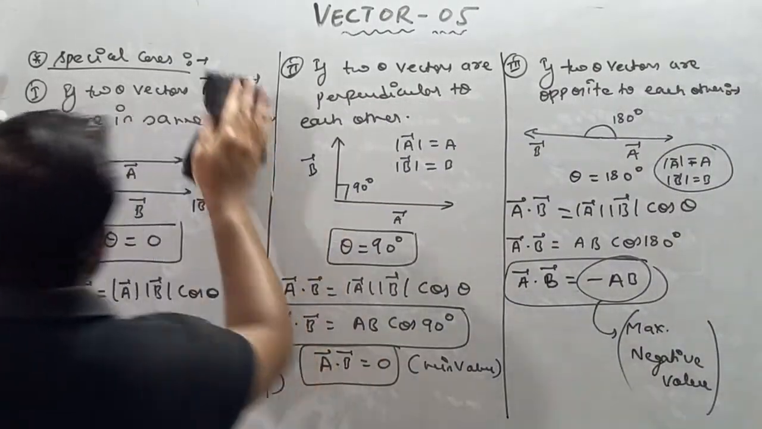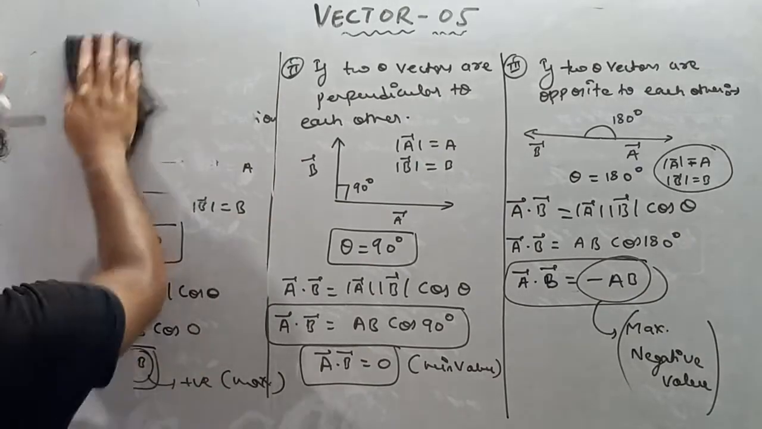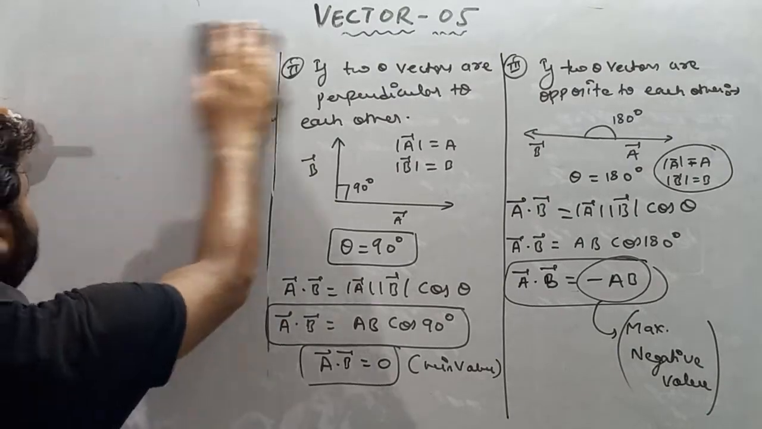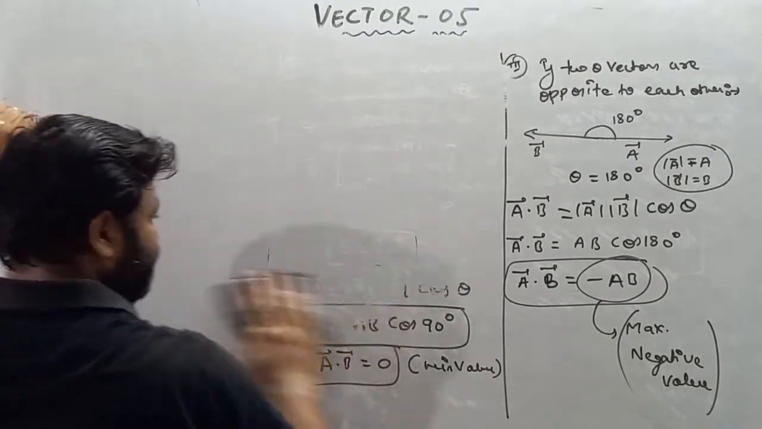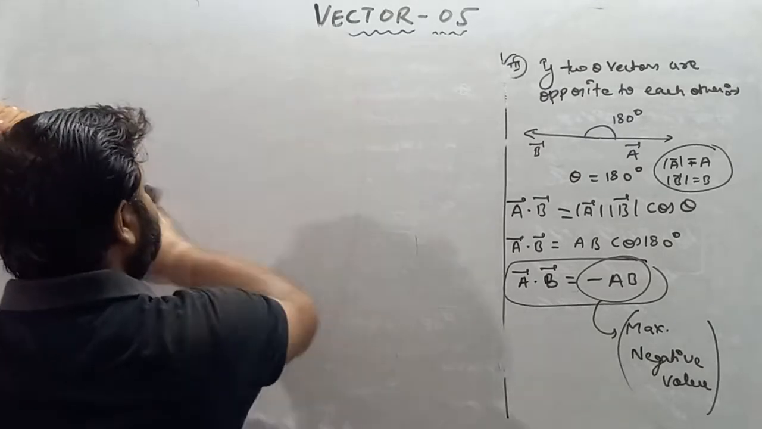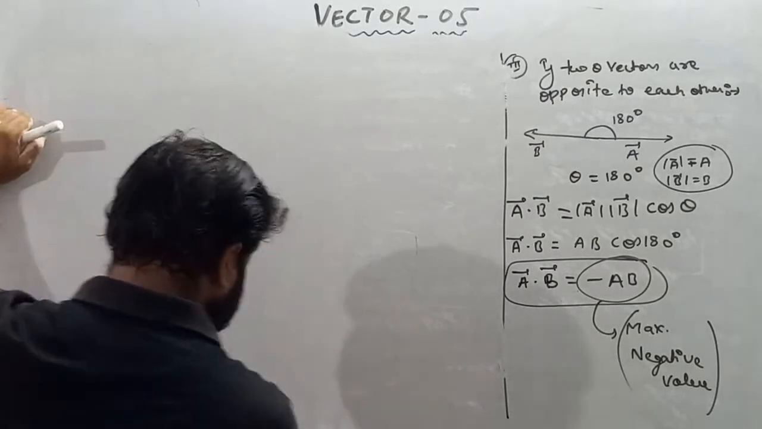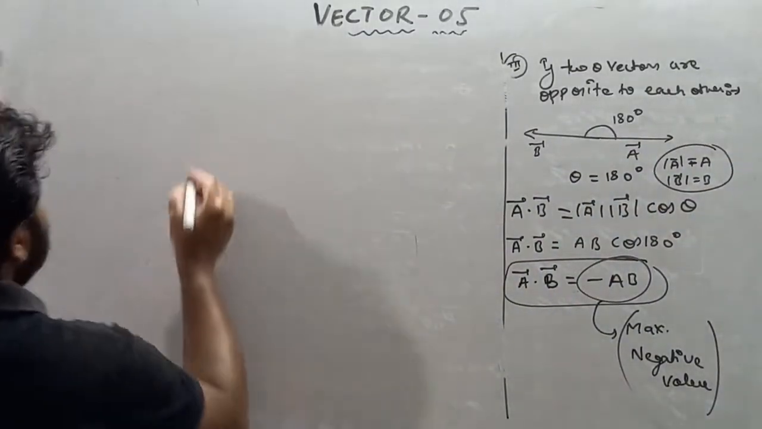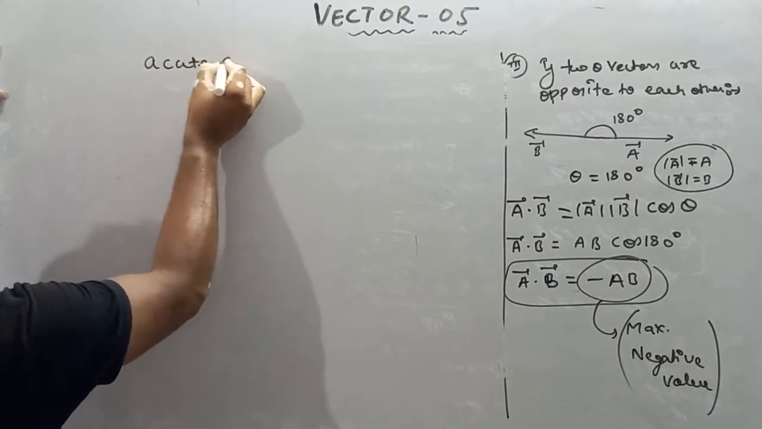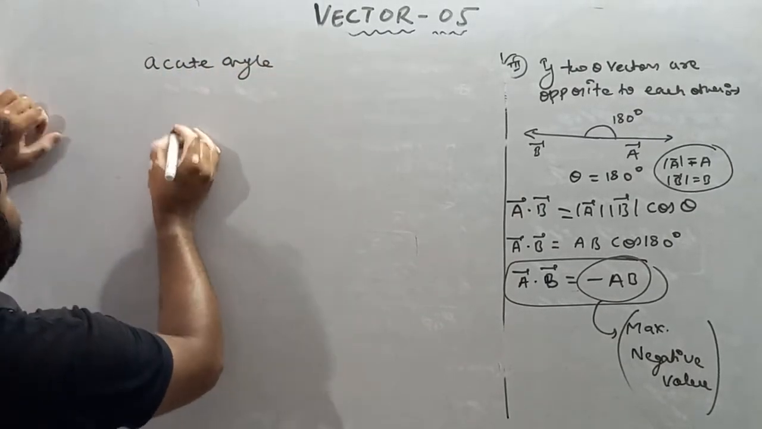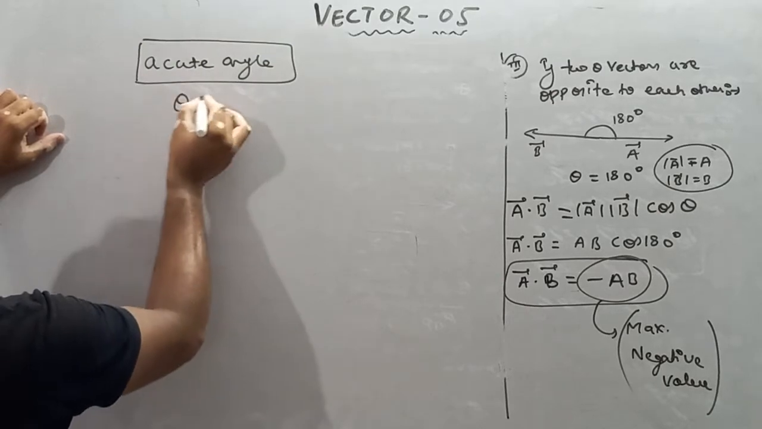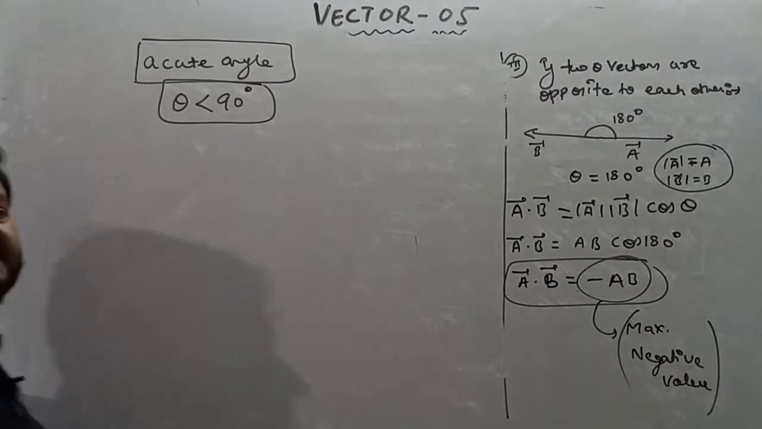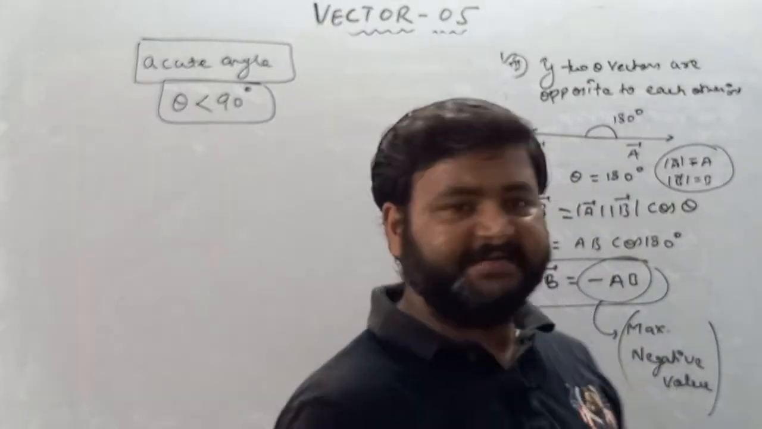Now moving forward, our fourth case. I hope you all aware about acute angle and obtuse angle. Now see, what is acute angle and what is obtuse angle. If I am talking about acute angle, then acute angle means if theta is less than 90 degree. Acute angle means theta is less than 90 degree.